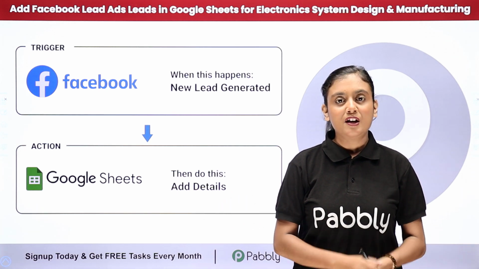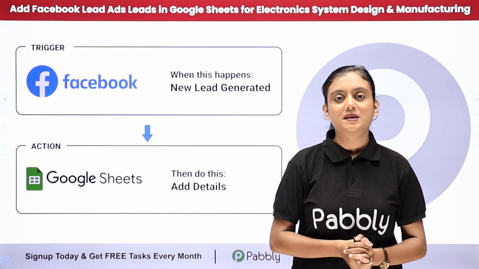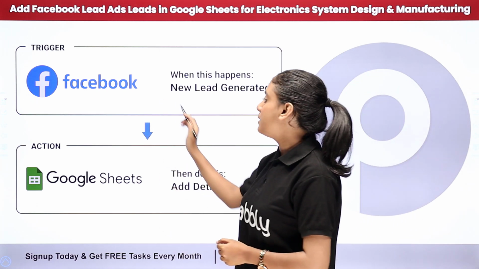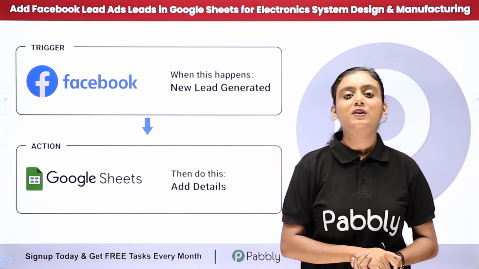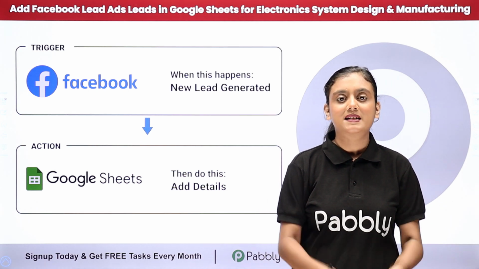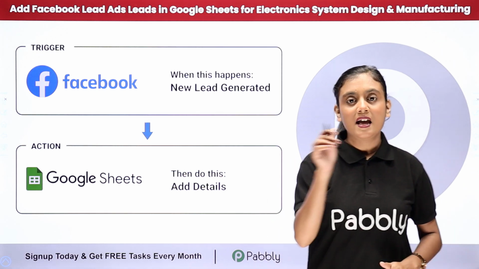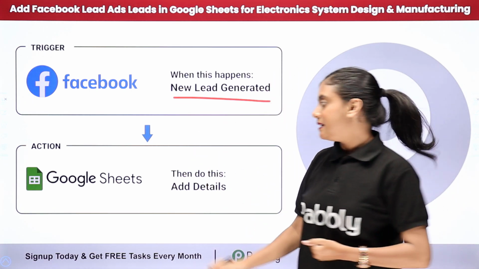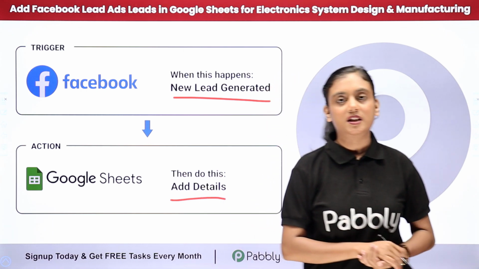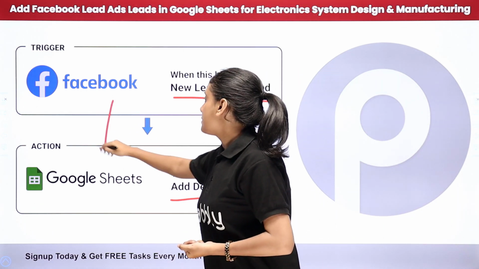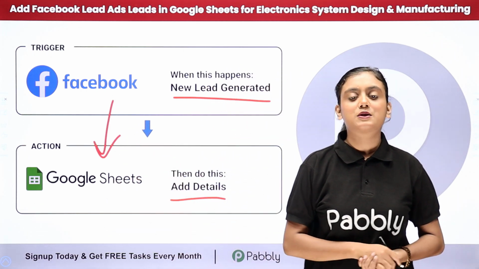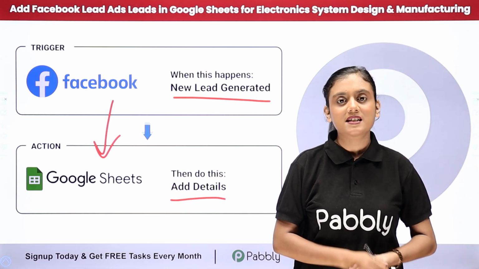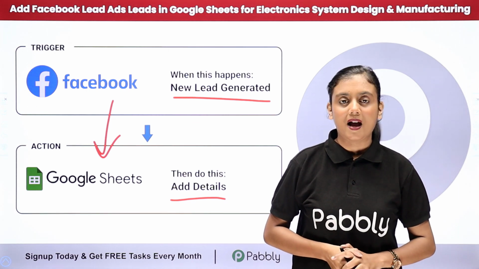So in order to automate this entire process, I have built a connection between Facebook lead ads and Google Sheets without need of any coding and programming skills using Pabbly Connect. Now whenever a new lead is generated, automatically the lead details are added in my Google Sheets. So now if you want to learn the entire process of how you can connect your Facebook lead ads to Google Sheets using Pabbly Connect, for that, let me take you to my screen.